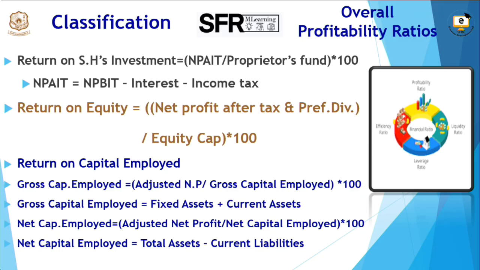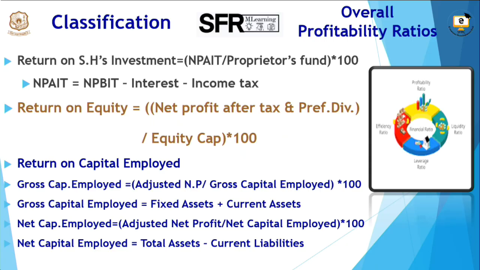Then the next ratio is return on capital employed. In return on capital employed, here we have to take two, that is one is gross capital employed and another one is net capital employed. So first, what do you mean by gross capital employed? That is fixed assets plus current assets, which is nothing but total assets. So all the total assets come under gross capital employed, but net capital employed means total assets minus current liabilities, that's the net capital employed.